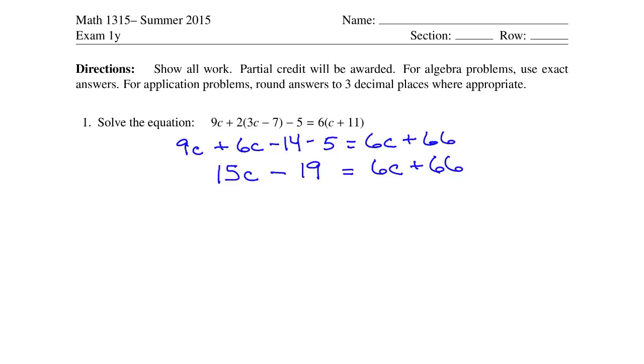Move the c's from the right to the left. The 6c comes over as a negative, adds with the positive 15c and creates 9c. The 19 from the left is negative there. It moves over to the right as a positive, adds to the 66 and gives me 85. Divide both sides by 9 and you get 85 over 9. And so the solution is 85 over 9.